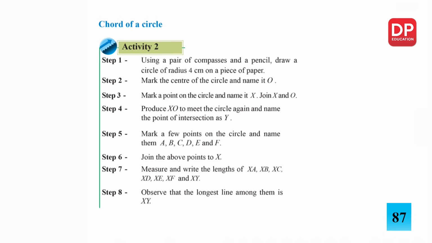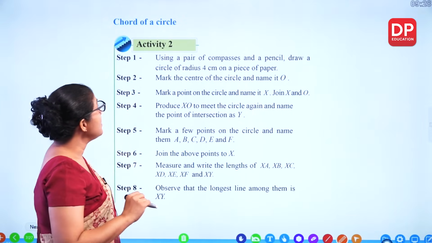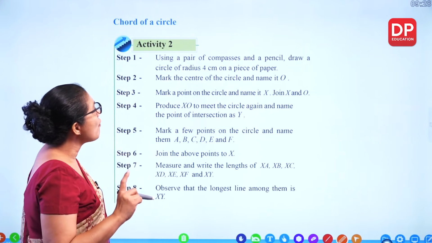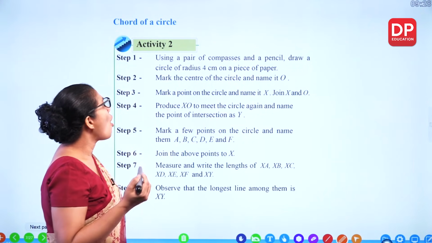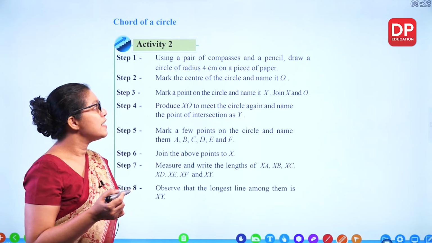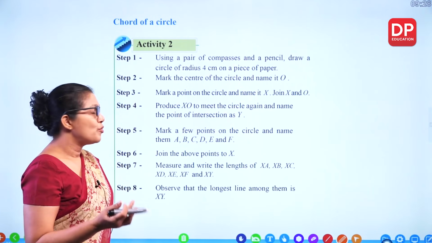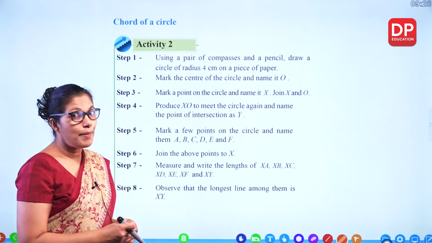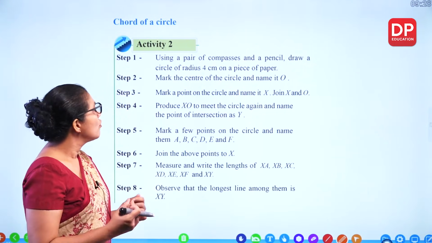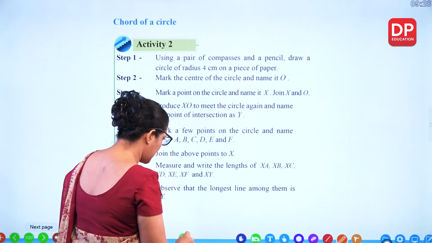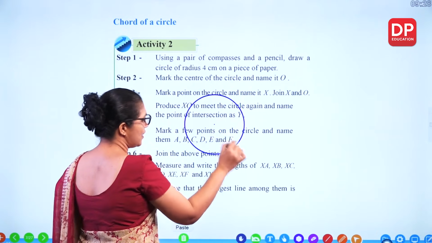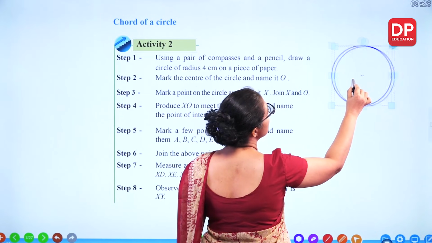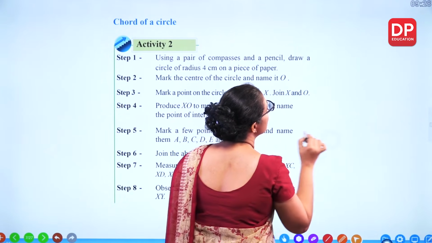So we'll do an activity to identify a chord of a circle. Using a pair of compasses and a pencil, draw a circle of radius 4 cm on a piece of paper. You can take the ruler, measure 4 centimeters, and using the compass you can draw a circle. I'll just draw a circle without considering the size. You can do the correct circle. So this is the circle.